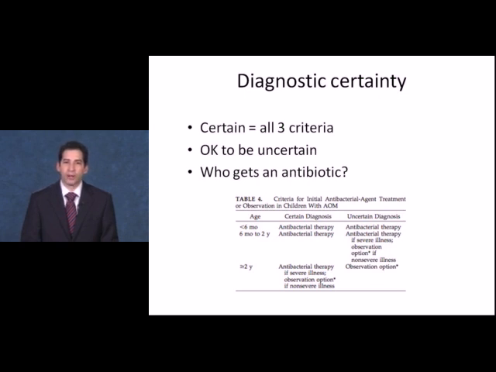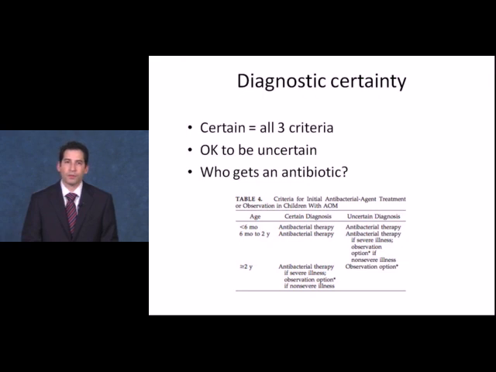For children who are greater than 2 years of age, it is acceptable to observe acute otitis media and to offer antibiotic treatment if the illness is severe and the diagnosis is certain, or observation if the illness is not severe. In the age group between 6 months and 2 years of age, antibiotic treatment should be offered for all patients where the diagnosis is certain. But when the diagnosis is uncertain, it's acceptable to observe and to follow up closely.